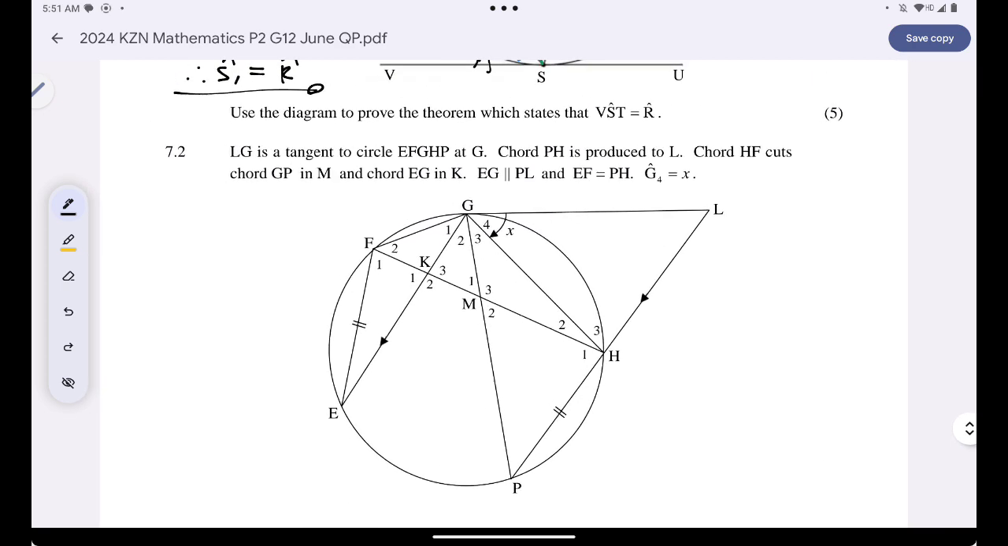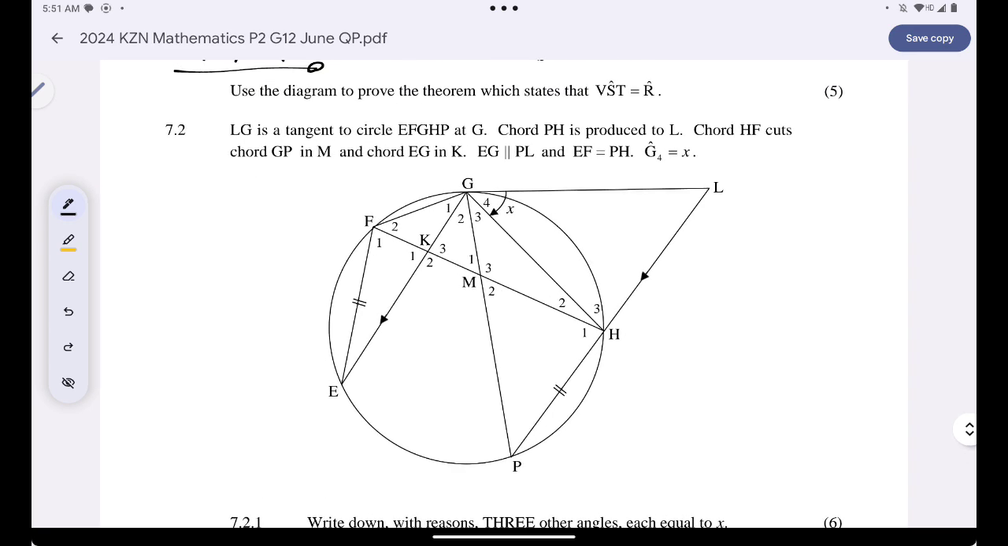Okay, I'm told that LG is a tangent to circle EFGHP at G. Chord PH is produced to P. Chord HF cuts GP in M, and chord EG in K. We are told that there are parallel lines there, EG and PL. EF and PH are equal.